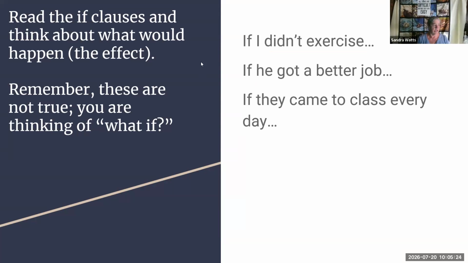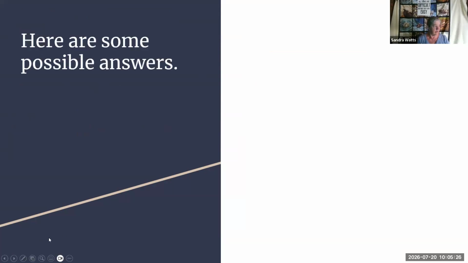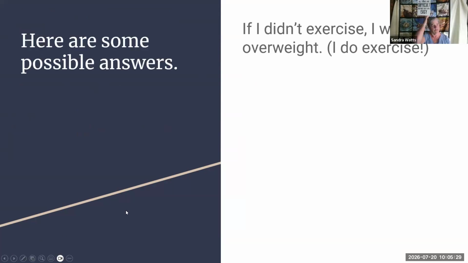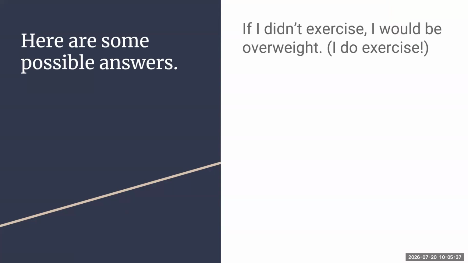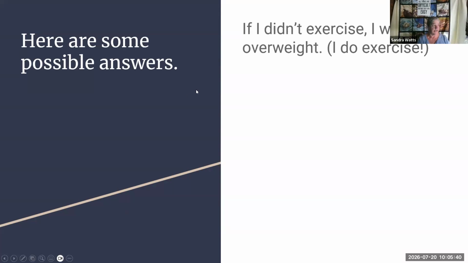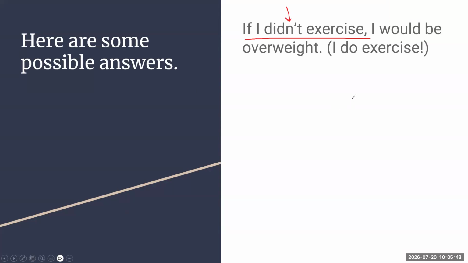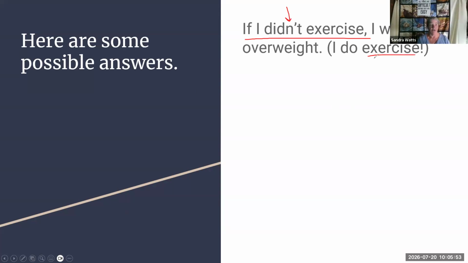All right, let's take a look at my answers. Okay. So if I didn't exercise, I would be overweight. Again, as soon as you see that if with past, this is what's not true, at least right now. So if I say if I didn't exercise, I'm saying I do exercise. But if I didn't, okay.